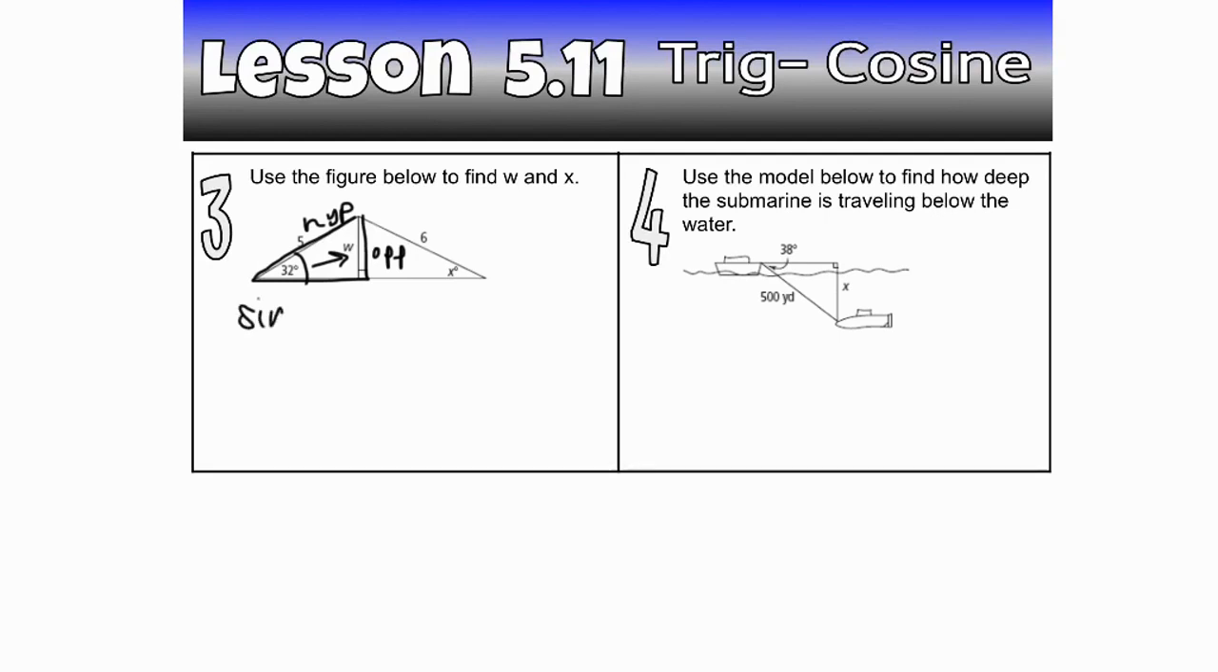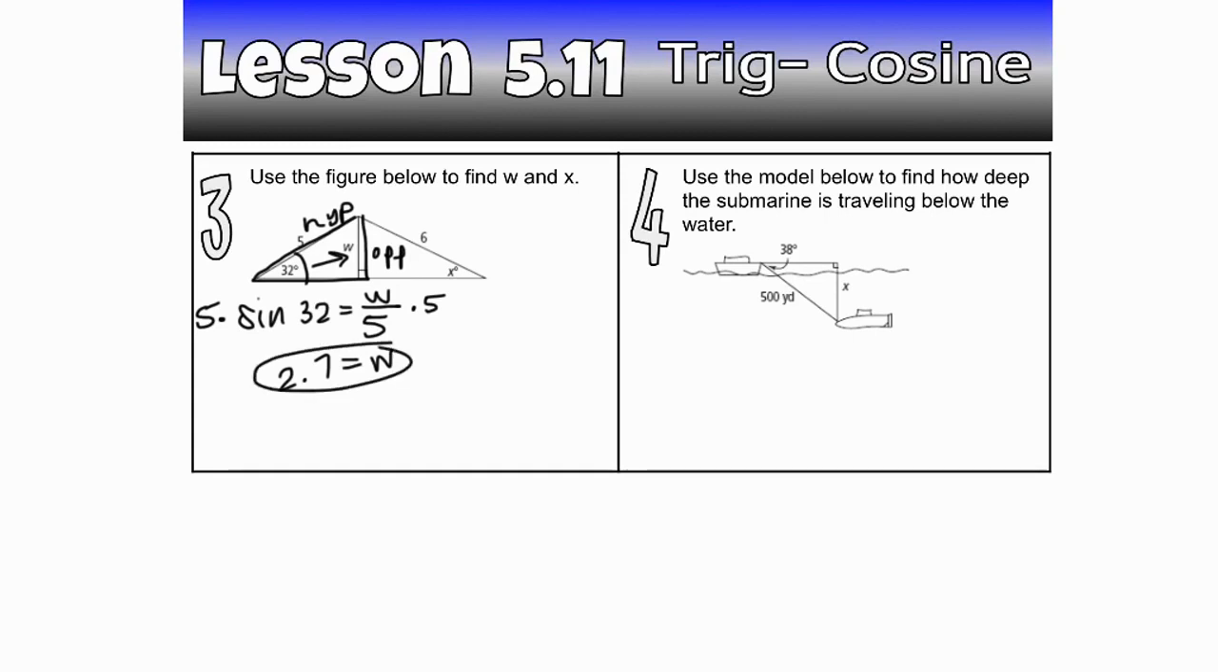So the sine of 32 is equal to W divided by 5. Then, because sine is opposite over hypotenuse, I'm going to multiply by 5 on each side. I'm going to plug this into my calculator and see what I get. So it's really 2.65, and then that 5 makes the 6 round up to 7. So it's 2.7 is what we get for W.